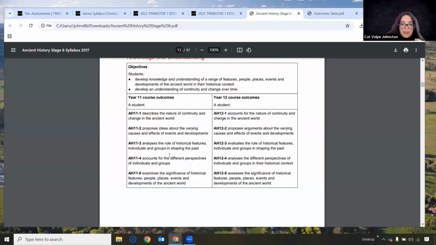One thing I will say is that, do you have to address everything in the outcome? No, you don't. That's not realistic. So for example, if you're choosing 11-5, if you wanted students to produce some sort of product where they examine the significance of historical features and events, but not the other ones, that's completely fine. All right, so that's it for the ancient history one. Let's move on to the next one.